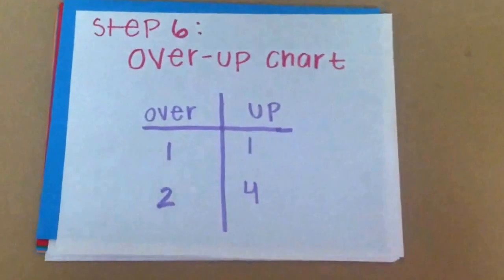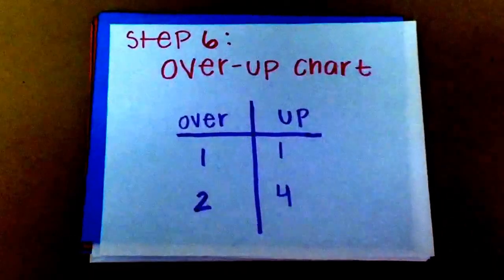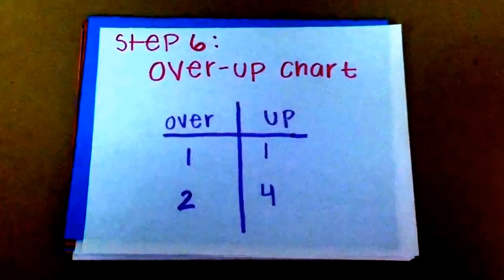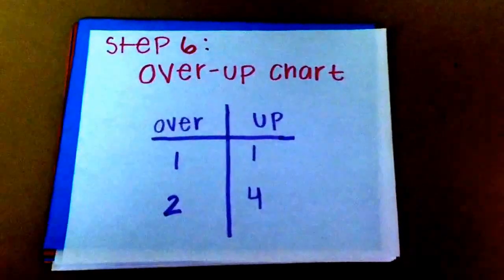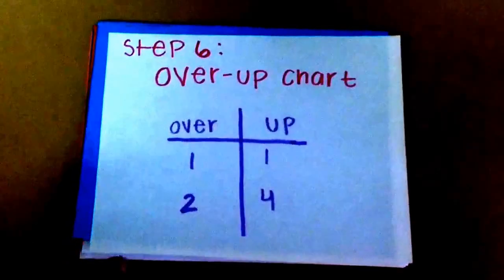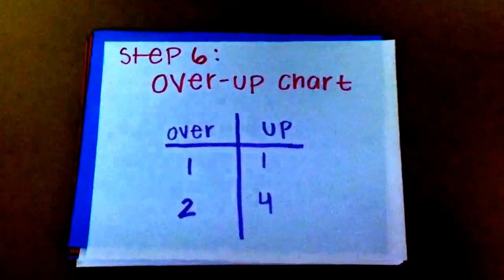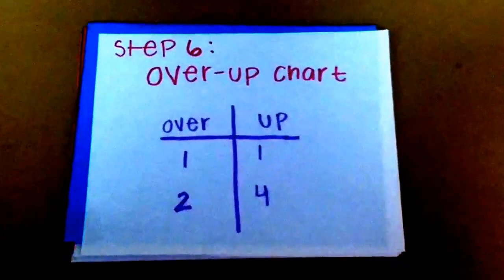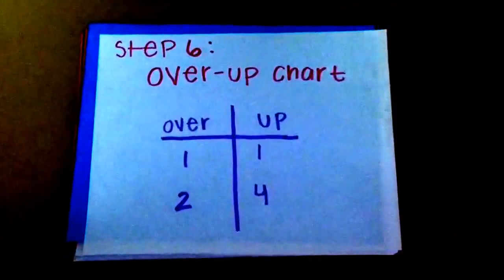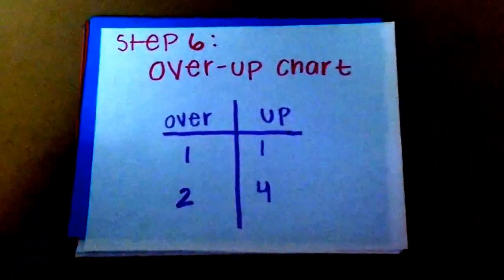Where's step 6? Step 6. Next, in order to graph your parabola, you must make an over-up chart. In order to do this, you take 1 and square it, and 1 squared is 1, so over would be 1 and up would be 1. Then you take 2 and square it, and 2 squared is 4, so over would be 2 and up would be 4. And you continue doing this till you have all the points, going 1, 2, 3, 4, etc.